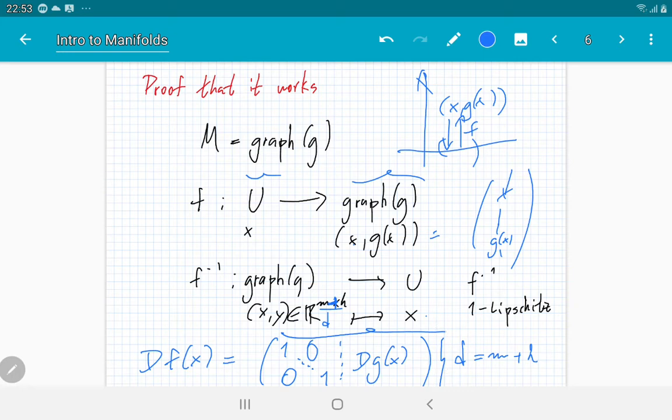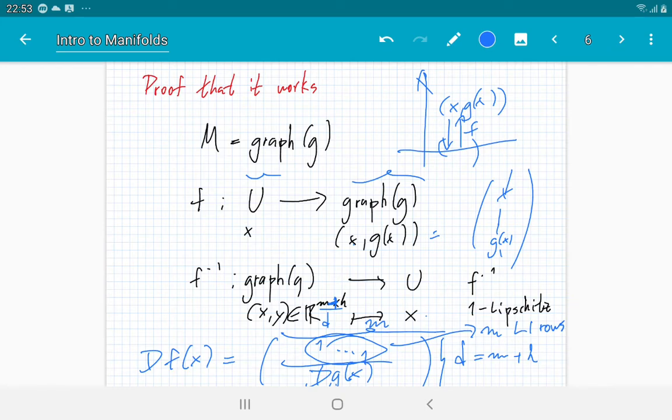Sorry, this should be the other way around. I always mix these things up. So you have the identity here, the m by m identity matrix, and then you have the derivative of g. These give you m linearly independent rows. And if your matrix has linearly independent rows, that means its row space has dimension at least m. That also means the column space has dimension at least m.